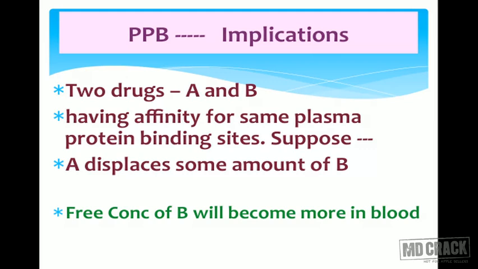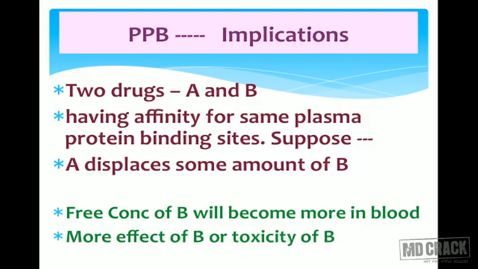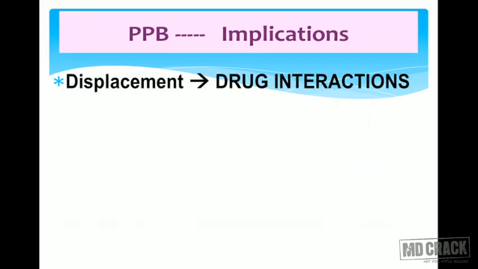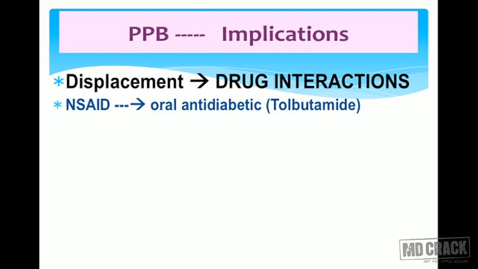You had given treatment only with drug B to the patient. Another physician added drug A. Drug A displaced drug B from the plasma protein binding sites, and the drug B started producing more effect. And this more effect could be toxicity of the drug B. This is the implication of the displacement from the plasma protein binding site and leads to very important drug interactions.